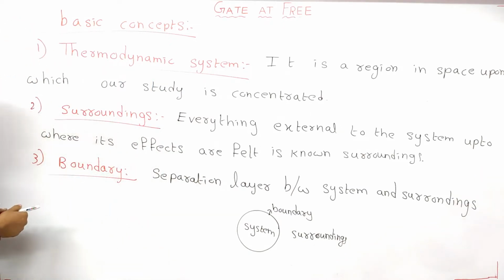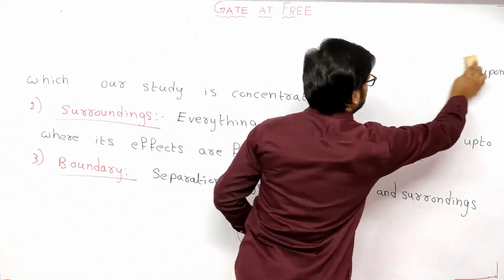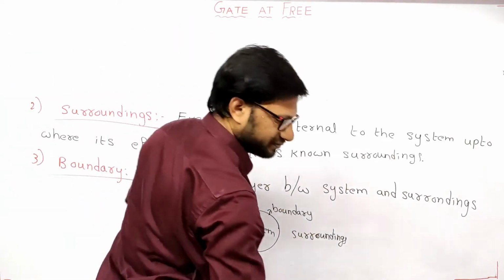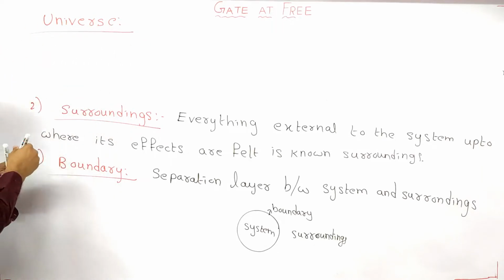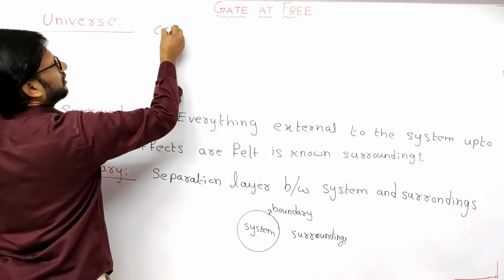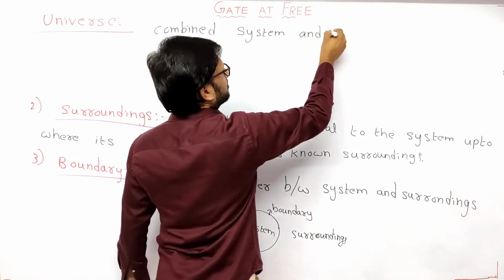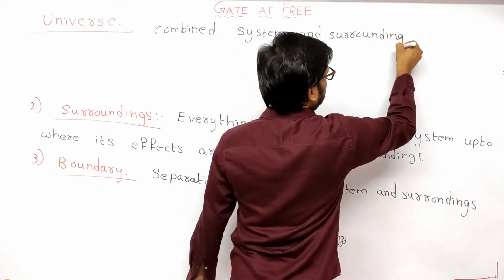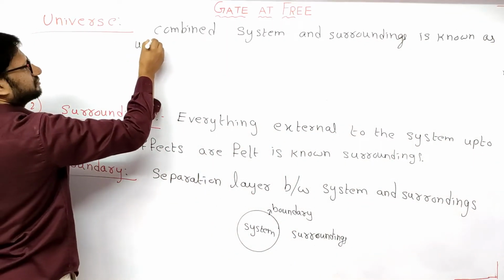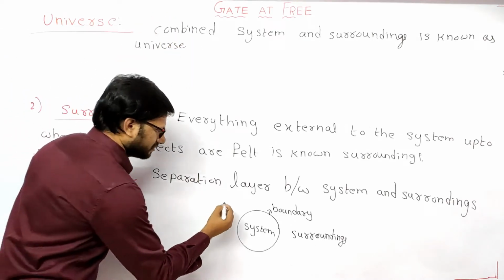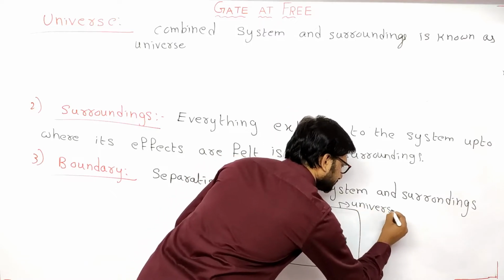Now last, universe. Next, make a side heading, universe. Now what is meant by universe? Combined system and surroundings is known as universe. See here, the system and surroundings together called universe. Okay.